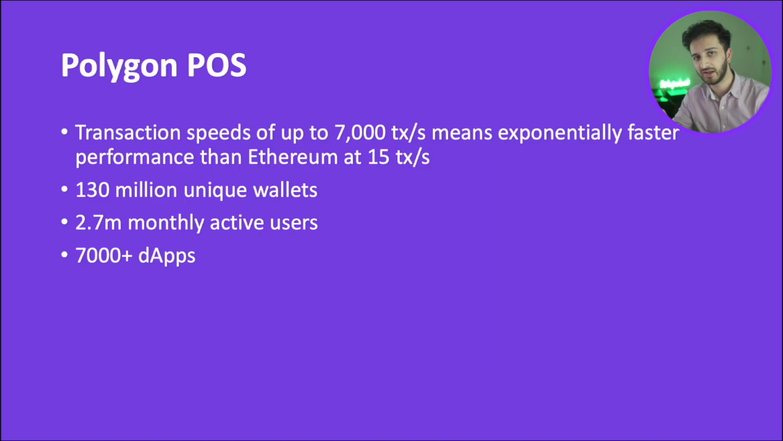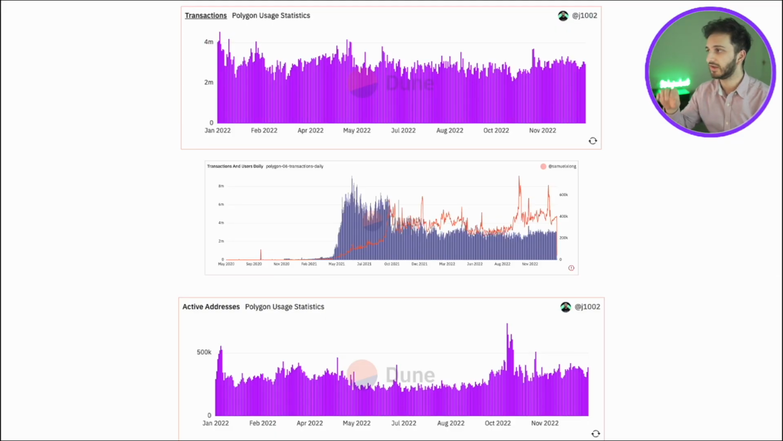So let's talk about the main proof of stake chain that we're all very familiar with. Well, transaction speeds are very fast here. As you can see, 7,000 transactions per second, significantly faster than that of Ethereum. But also, there's a lot of people actually using this. There's 7,000 plus decentralized applications with millions of active users and over 130 million unique wallets. That is a lot of activity, and you can see this directly when you go and have a look at some of the metrics. You can see, just look at the transactions over the last 1 year. Whilst we've been in a bear market, they've still been above 2 million a day.